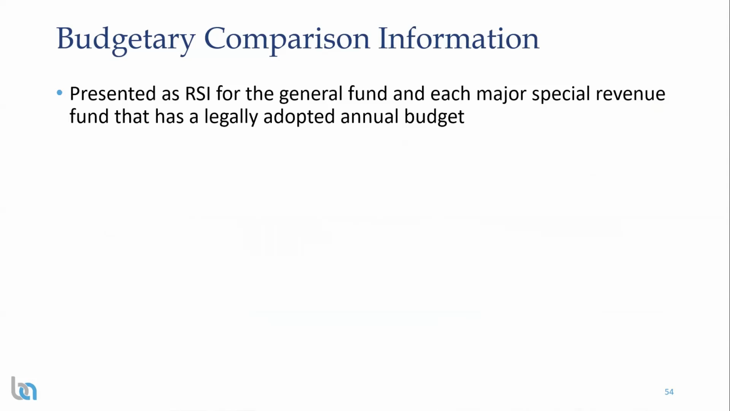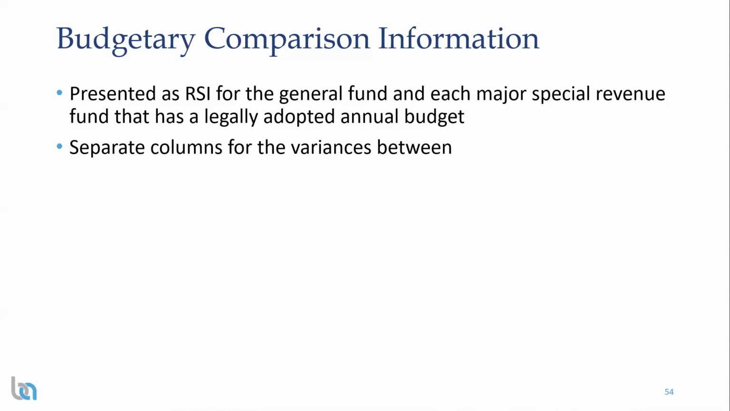All right. Now one fun thing before we wrap. Budgetary comparison information is presented as RSI for the general fund and each major special revenue fund that has a legally adopted annual budget. So for any of you that used to provide budget information as part of your fund statements, you can no longer do that. I know some, not many, but some don't put their budget to actual comparison in the RSI. Instead, they put it right after the fund statements. You can no longer do that. So now it can only be in RSI. Okay, so that's one change.